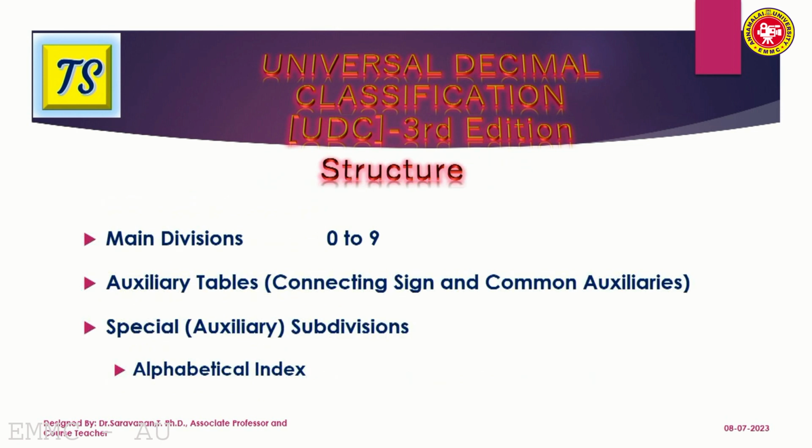The structure of UDC is like the Dewey Decimal Classification. You can find the main classes from 0 to 9. In DDC, you can see 000 to 900. The same 10 classes are adopted here. In addition to that, the auxiliary tables, where the connecting signs and common auxiliaries are available, some special auxiliaries, and an alphabetical index. These are the content of the Universal Decimal Classification.